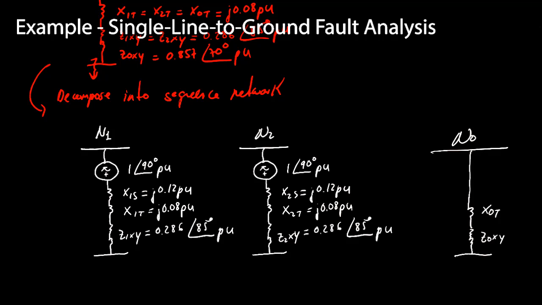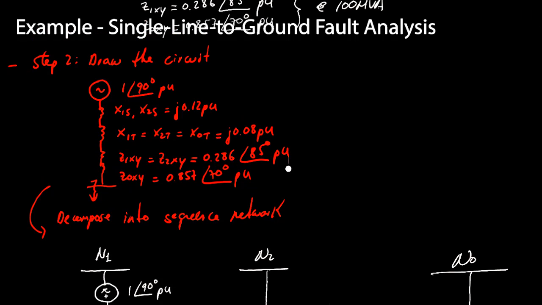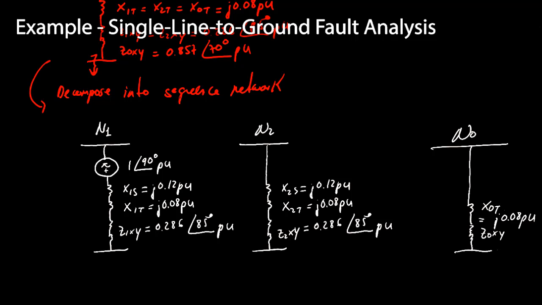Now here I noticed that I made a copy of this, but I meant to delete the source because again, we don't have a source for the negative sequence network since we don't have a source of negative sequence voltage. Alright, so now we have our sequence networks, and let me actually put the numbers over here. So X0T is the same, j0.08 per unit. And the zero sequence feeder impedance, we calculated that over here. That's 0.857, so this is equal to 0.857 at 70 degrees per unit. So now we have our sequence networks.